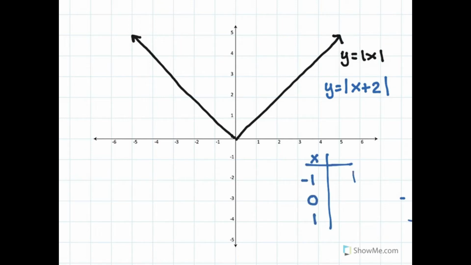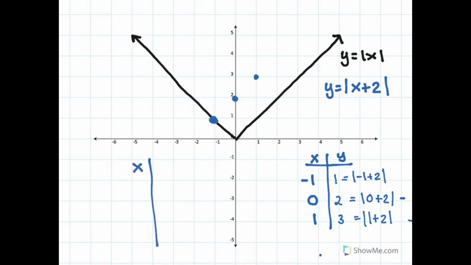When x is negative 1, I have the absolute value of negative 1 plus 2. And that gives me 1 inside the absolute value, so I have the point negative 1, 1. When x is 0, 0 plus 2 inside the absolute value gives me 2. And when x is 1, I have 1 plus 2 inside the absolute value, and that gives me 3. So I'm going to plot those points. Negative 1, 1 is right here, 0, 2 right here, and 1, 3 right here. To see the graph clearly, we're going to need a few more points.